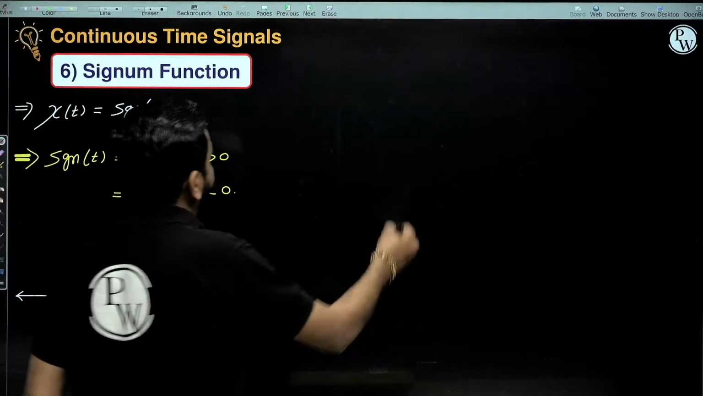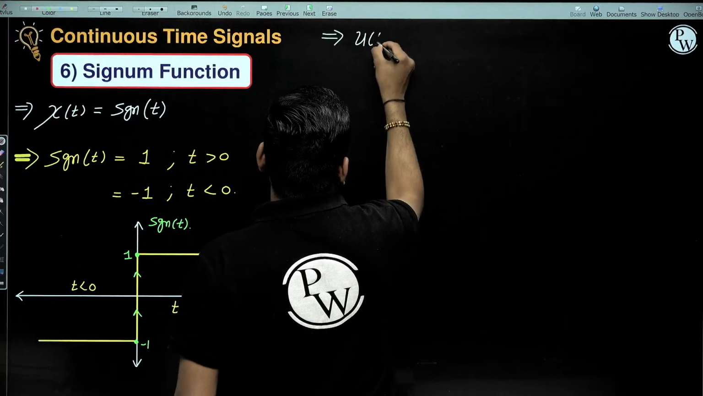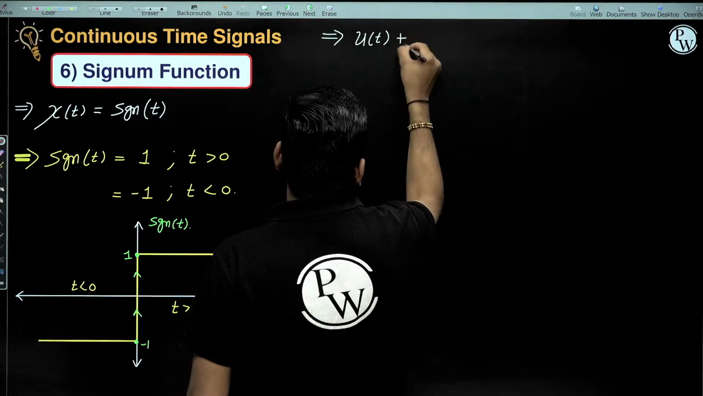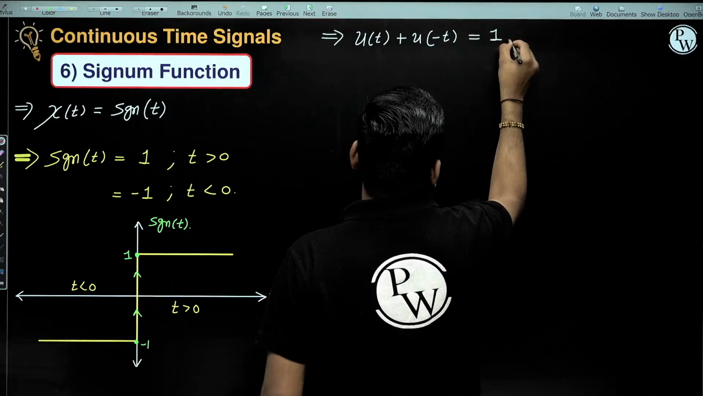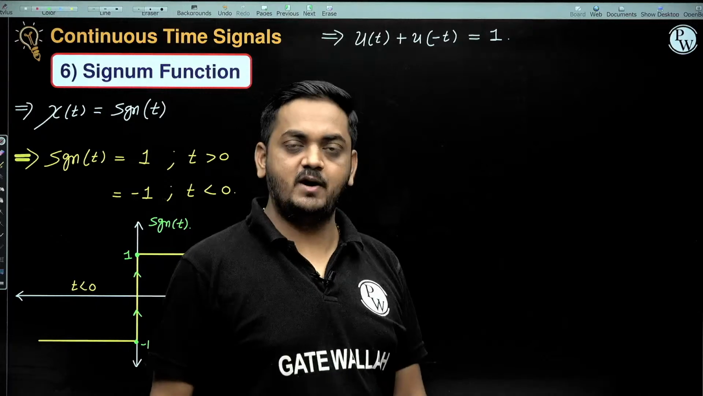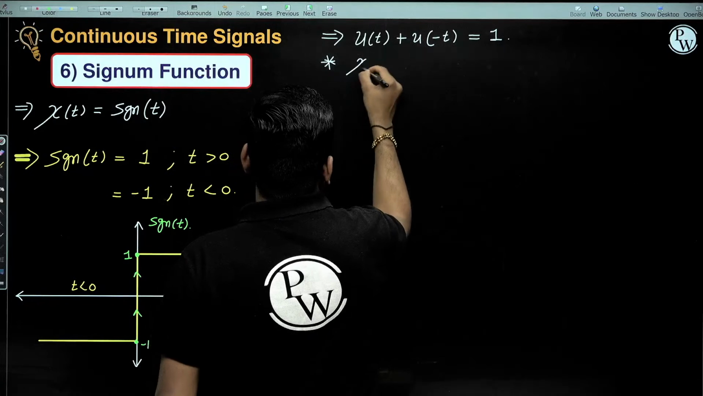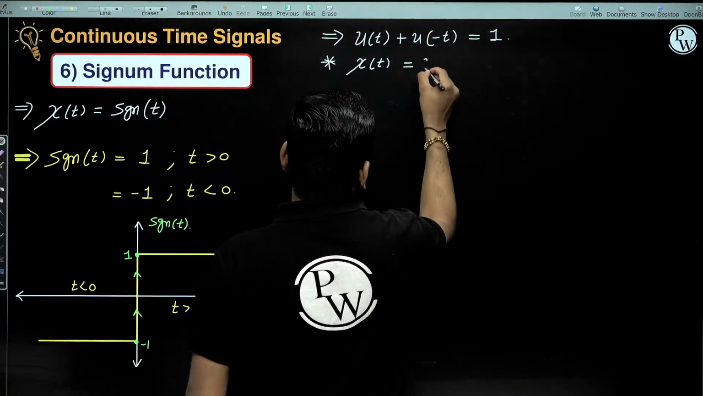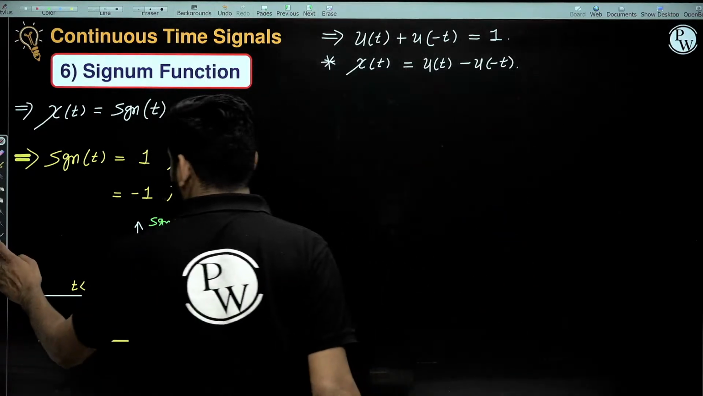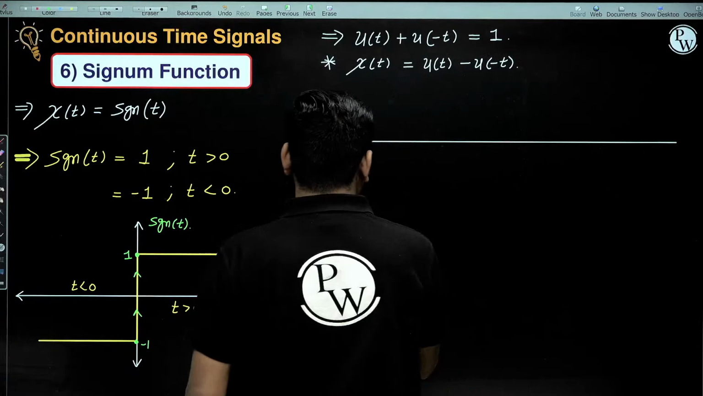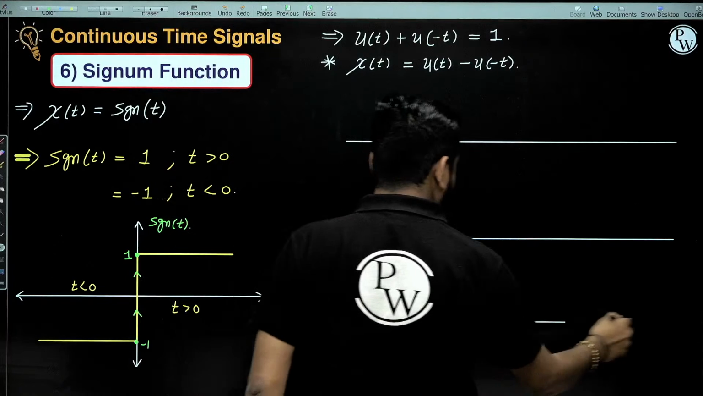Now we know that u of t, already I covered this thing. u of t plus u of minus t is equal to 1, guys. Now what about x of t? Suppose I am asking to draw u of t minus u of minus t. Okay, so let us draw, guys.